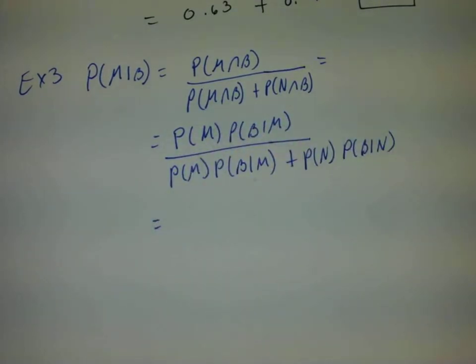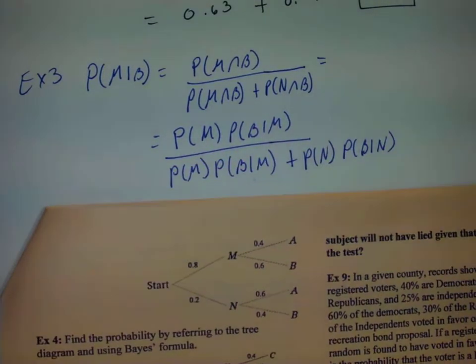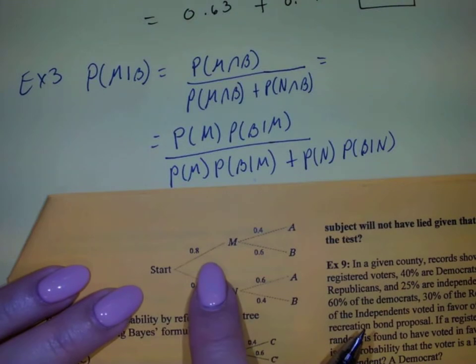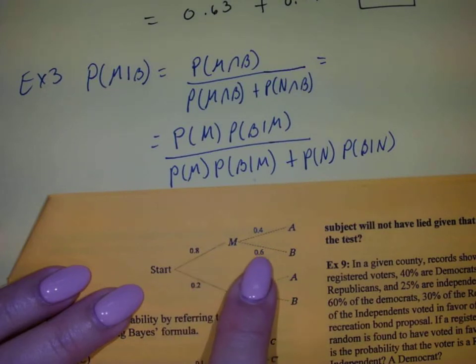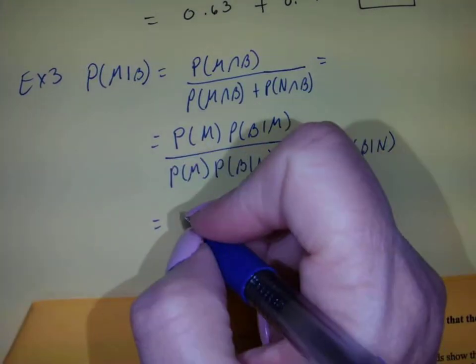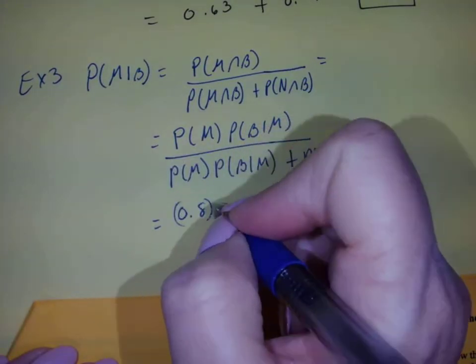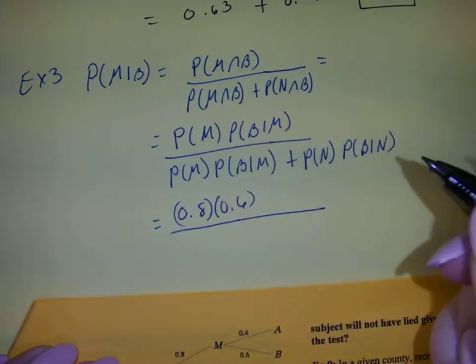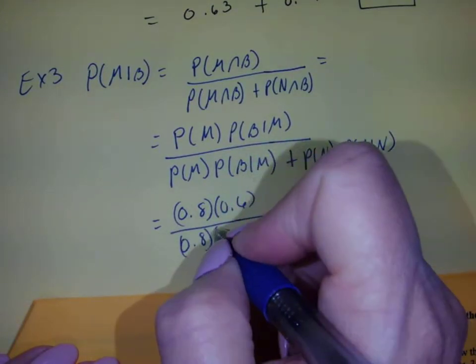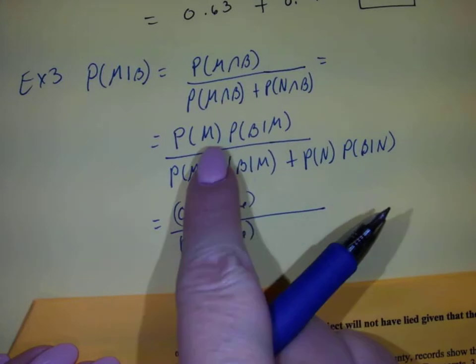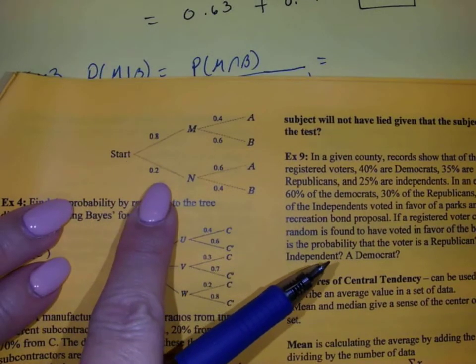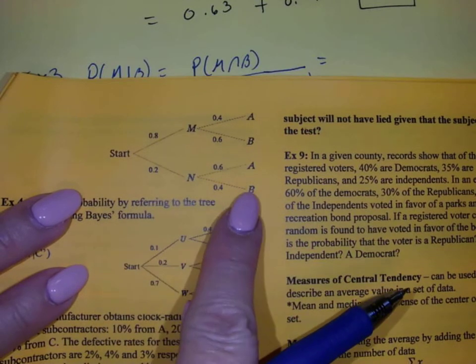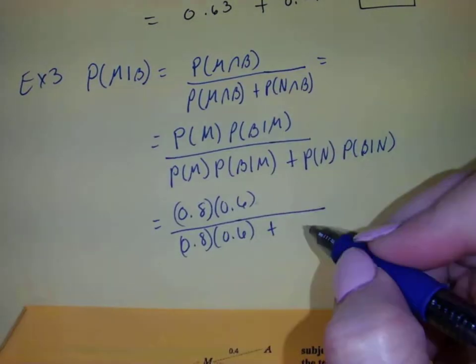All right, so on our graph, it's over here, flip over the page. So the probability of M is going to be 0.8, and then B, given that M occurred, is 0.6. So this will be equal to 0.8 times 0.6 divided by 0.8 times 0.6, that's the same thing on the top and the bottom, plus the probability of N, 0.2, and the probability of B, given that N occurred, 0.4.